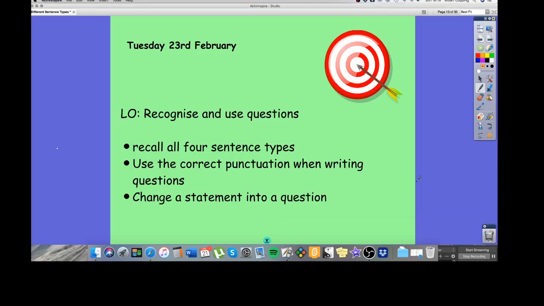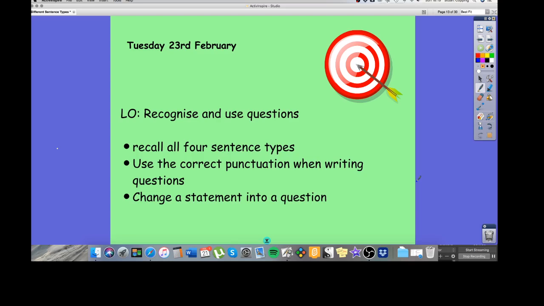And we're back for lesson 2 on sentence types. Okay, so today we're going to focus on questions. So we're going to recognise and use some different questions. We're going to go through all 4 different types to start with. Then we're going to think about using the correct punctuation when writing a question.